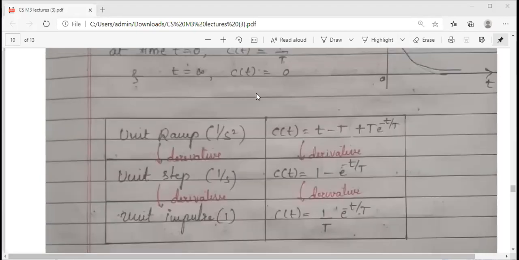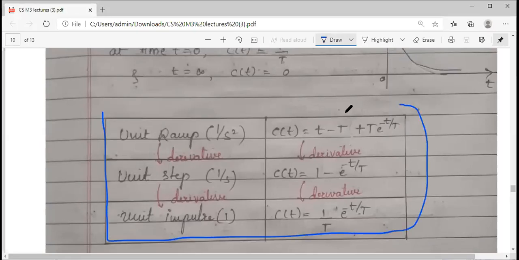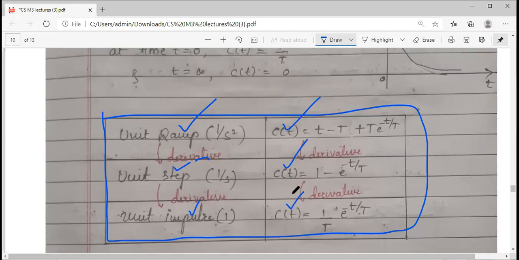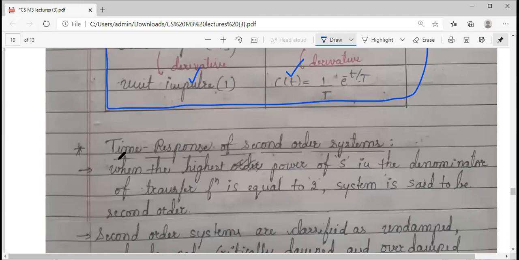And this is a table at the end we have taken as a summary. We have taken ramp, step, and impulse as the inputs, and we have seen what is the time response, that is the output of the system. In today's session, we will be looking into the time response of second order systems.